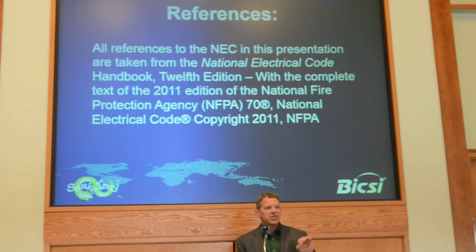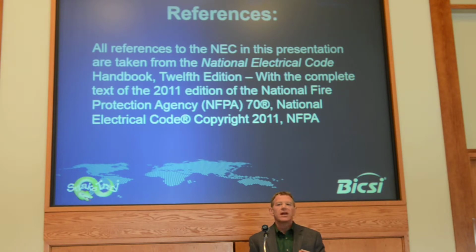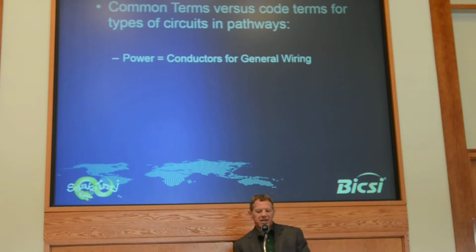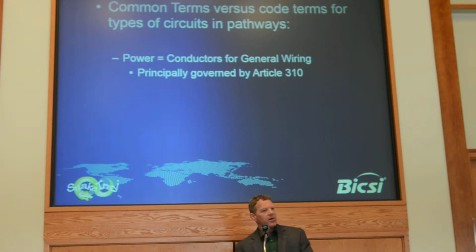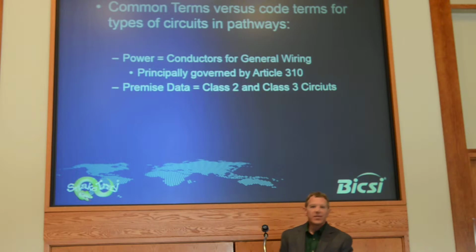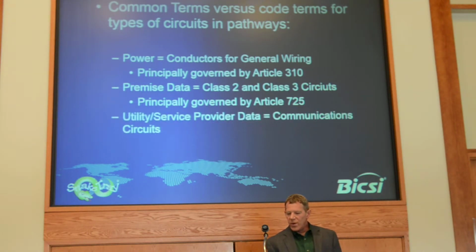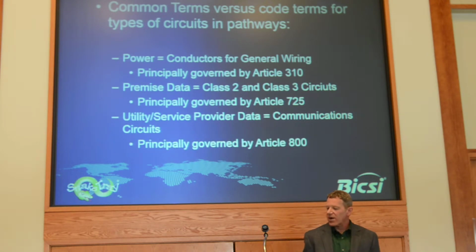For reference purposes, this presentation was based on the 2011 code and its handbook, so all the references and sections of the code, that's where we lifted it. Terms that we think of in everyday life as opposed to what the code calls things. We think of power, the code calls it conductors for general wiring, governed principally by Article 310. We call it premise data, the code calls it Class 2 and Class 3 circuits, principally governed by Article 725. We think of utility and service provider data, that's what the code calls communication circuits, principally governed by Article 800.